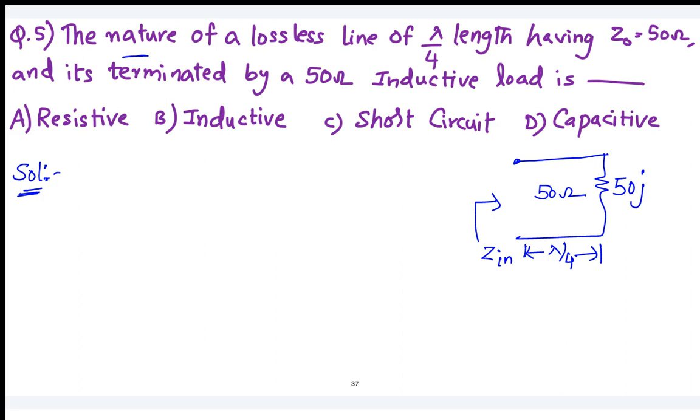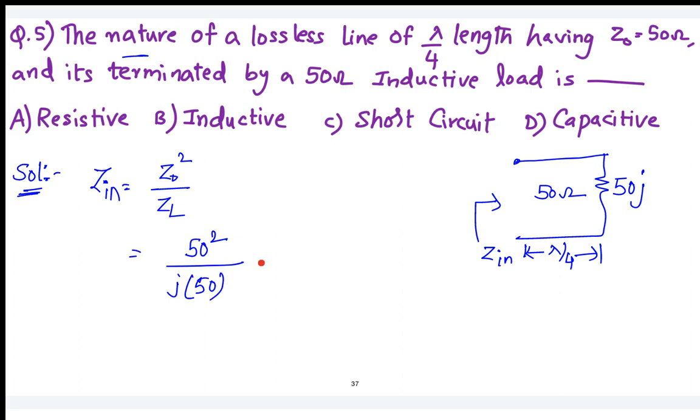The lambda by 4 lines are said to be impedance inverters. When you connect a short circuit load here, it appears to be open here. When you connect an open circuit here, it appears to be short. When you connect an inductive load, it appears like a capacitive load. You can easily verify the input impedance is equal to Z naught square divided by ZL. So Z naught square is equal to 50 whole square divided by j into 50.